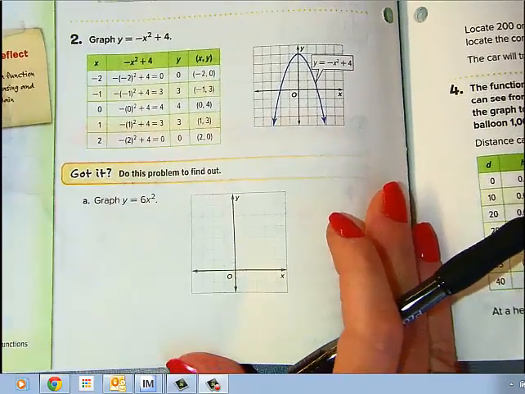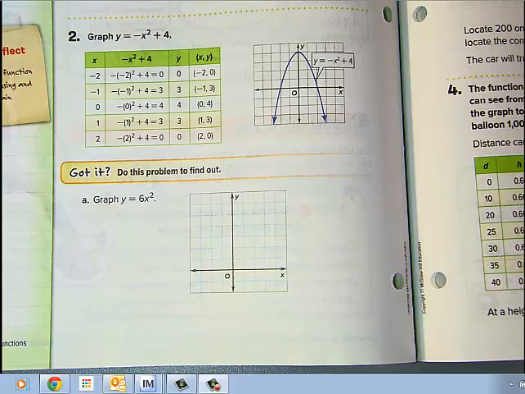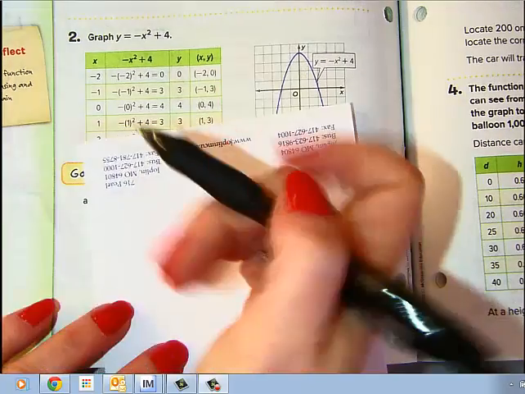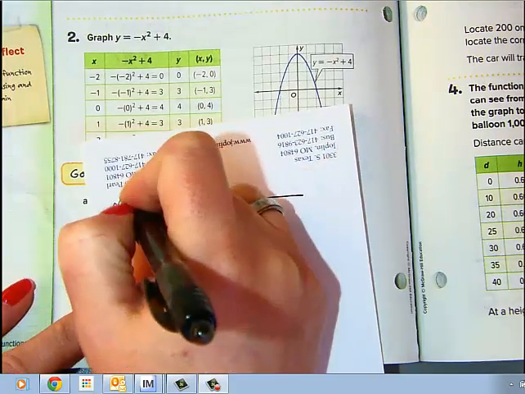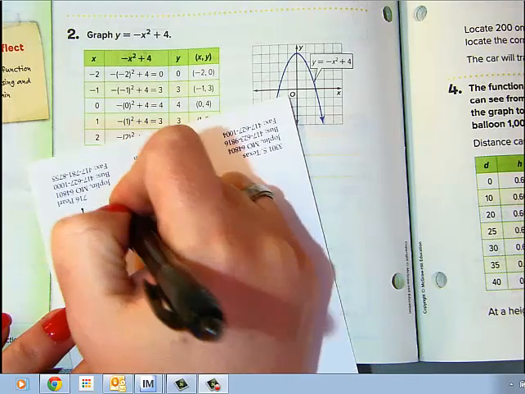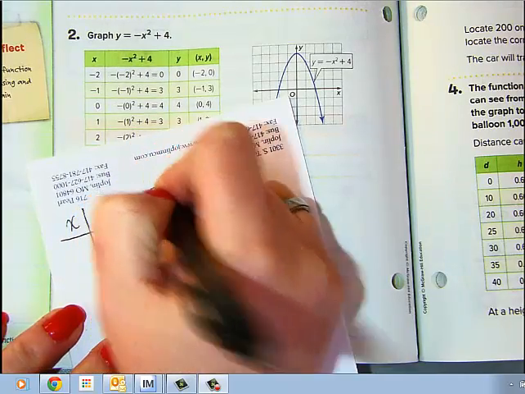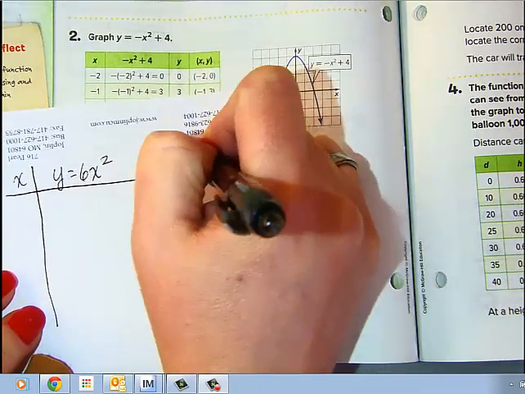And we're going to actually graph an equation. So here's my equation, y equals 6x squared. Again, I'm going to do this on a separate sheet of paper. I want to have an x column. I want to have a column where I do my work, and it's y equals 6x squared. And then I want a column that I have my y in.